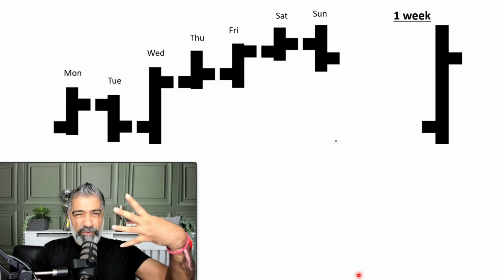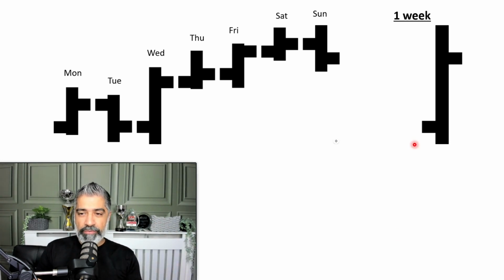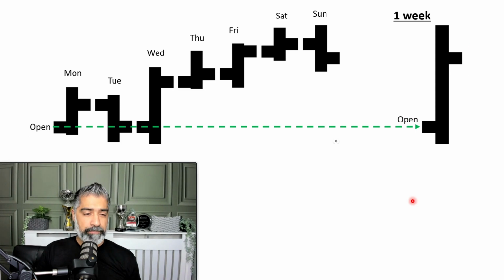So there are really 4 pieces of information. You see over here on the weekly, the little dash on the left, that represents the open price. The low and the high of the bar represents the lowest price of the week and the highest price of the week, and the little dash on the right-hand side is the close of the week. So let's just really break this down so it's really, really easy for you to see.